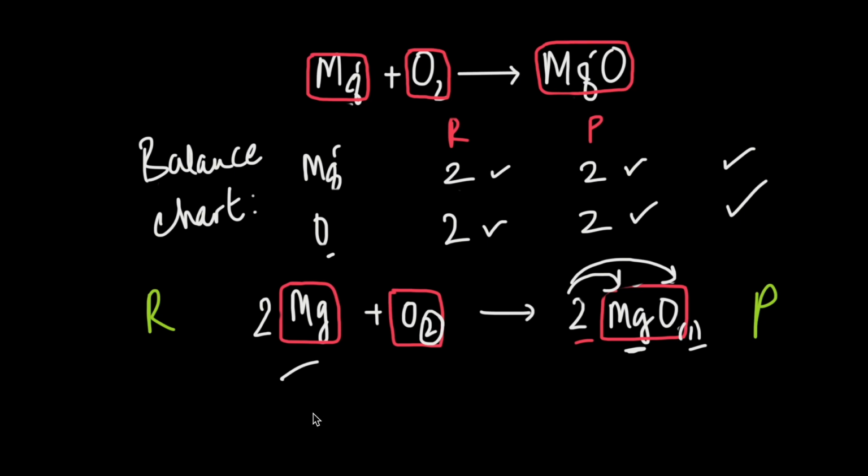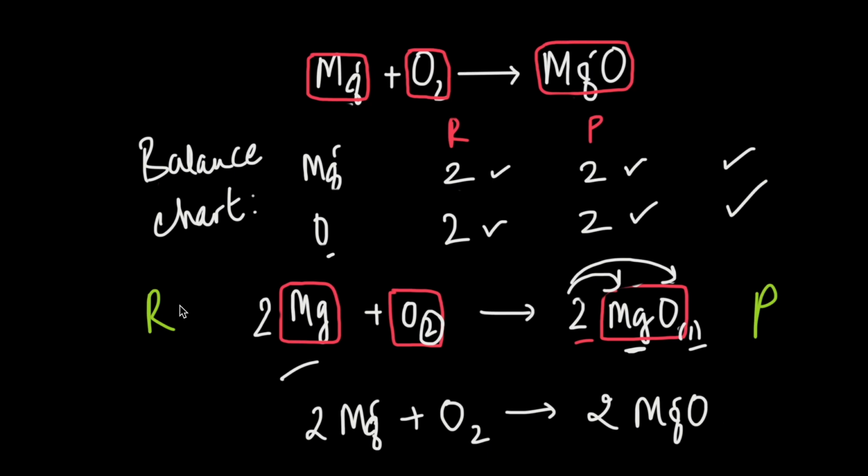We're going to then write neatly what our final equation is. So 2 magnesium plus oxygen gives 2 MgO. This is our final balanced equation.